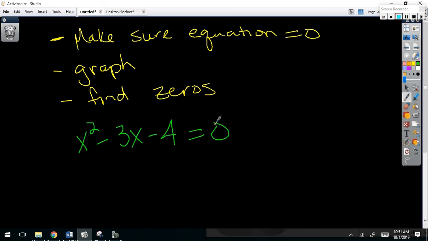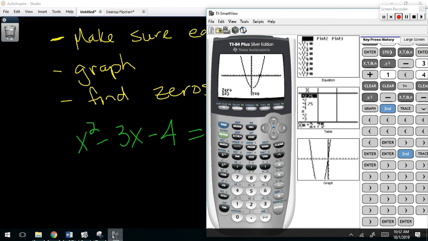All those are fair game now. It's going to have a minimum, yes. And the minimum is the same as the vertex, yes. But right now, I just want you to solve by graphing. I just want you to find the zeros right now. I want you to solve for x. Tell me what x equals. In other words, what could you plug in to make this equation true? What values work?